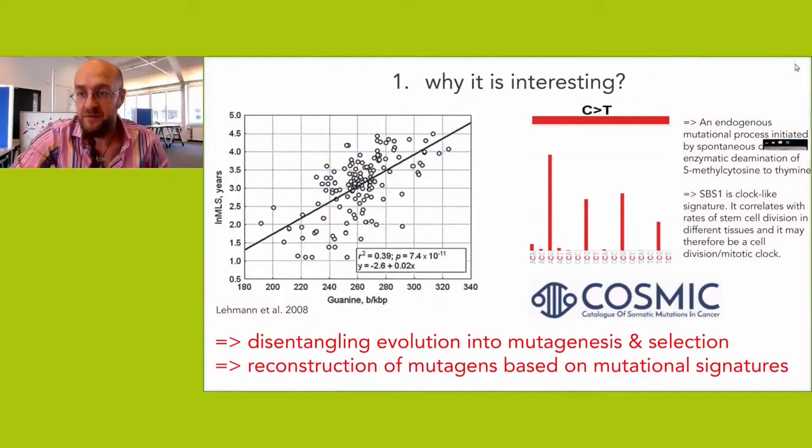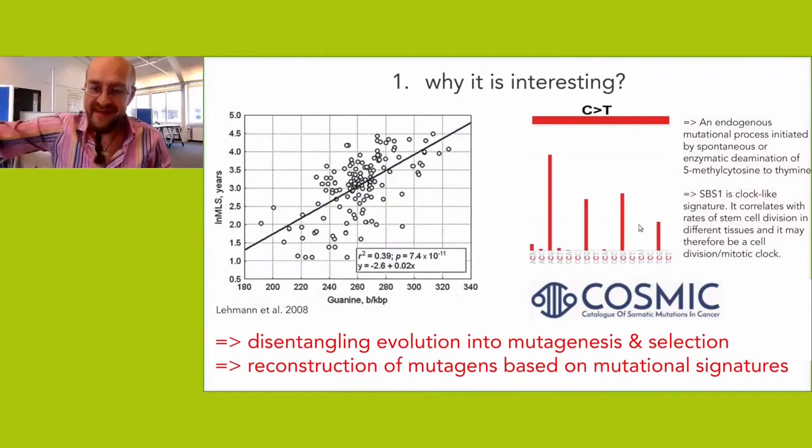We can read in this COSMIC database that exactly this signature number 1 is a process characterized as spontaneous or enzymatic deamination of methylcytosine to thymine, and it behaves as a clock-like process. For example, it correlates with the number of stem cell divisions in different tissues. So if we have an empirical observation of mutation spectrum, we can guess what kind of mutagen is responsible for this mutational signature. And it's good to know mutagens.